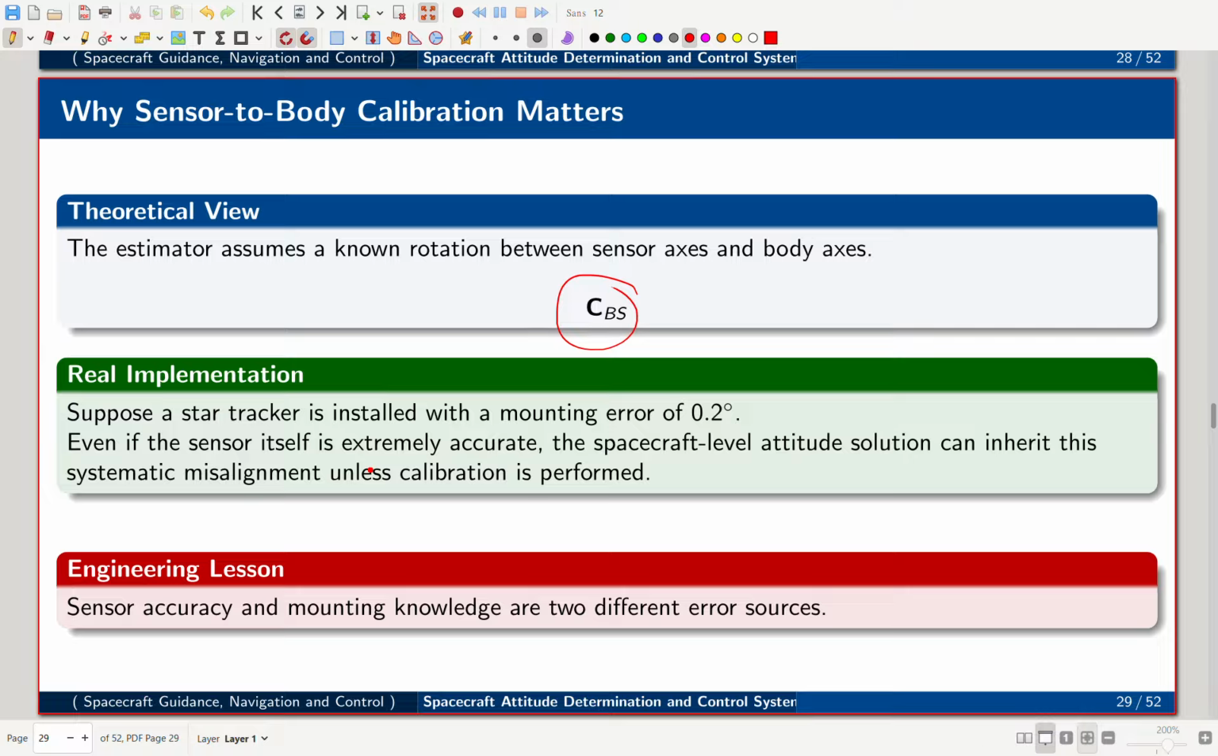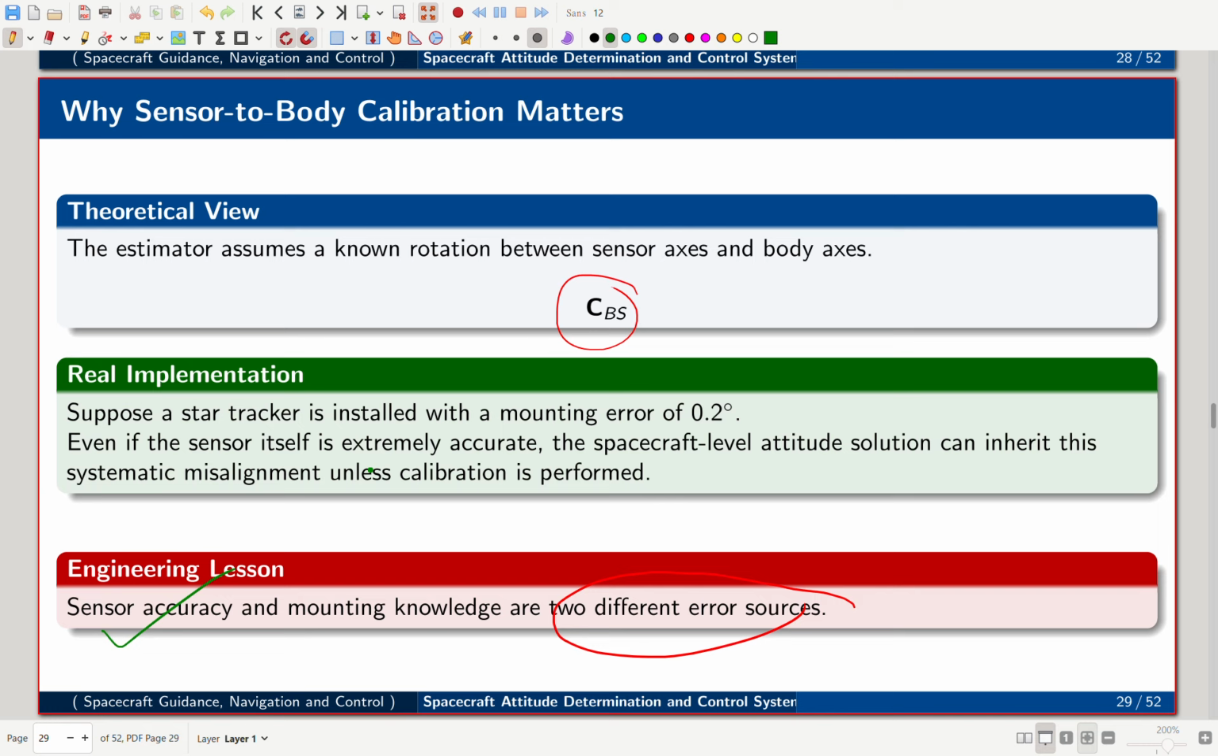So even though the sensor itself is more accurate, there is still a systematic misalignment to be corrected. That's why calibration is performed. So what we understand from here is that sensor accuracy and mounting knowledge are two different error sources.